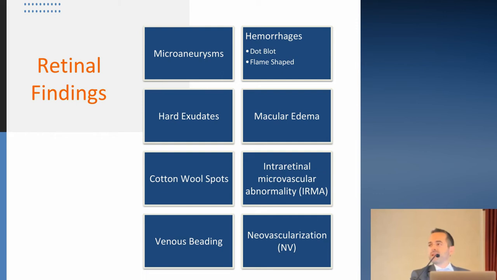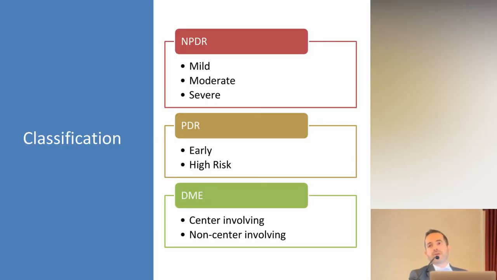This used to be a clinical diagnosis, but not anymore, because diabetic macular edema in reality is an OCT diagnosis. The term clinically significant macular edema is no longer used, because in most of the studies being published, the classification of diabetic macular edema is either center involving or non-center involving. NPDR is categorized as mild, moderate, or severe. I will talk about how that's categorized. And PDR, or proliferative diabetic retinopathy, is categorized as either early PDR or high-risk PDR.